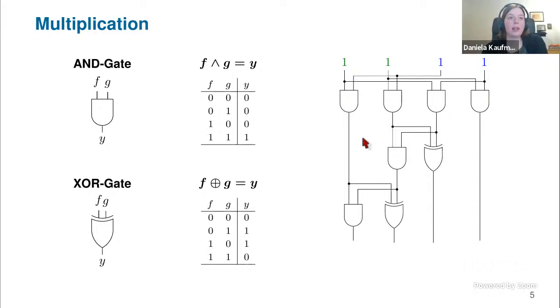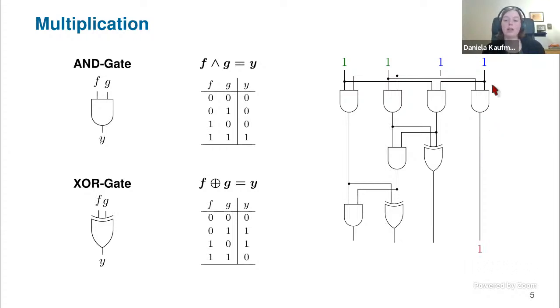The AND gate models logical conjunction, where the output is 1 if and only if both inputs are 1. And for the XOR gate, the output is 1 if and only if both inputs are different from each other. And then let's see what this circuit here computes.